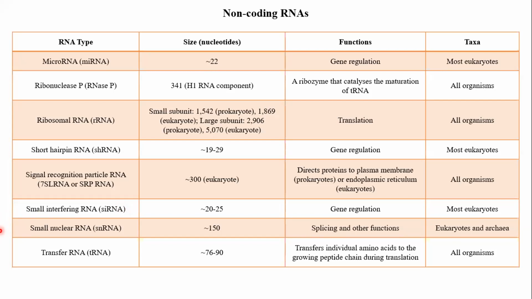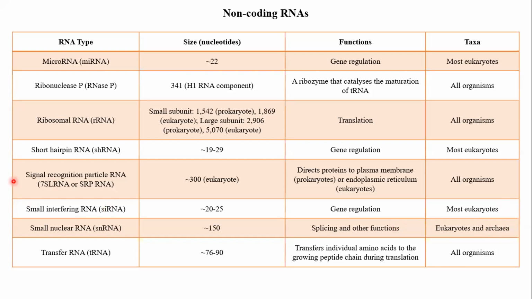Okay. One more is small nuclear RNA. This snRNA you already know, around 150 nucleotides. And what is the function? Splicing and other functions. So in RNA processing, you have heard of this snRNA in spliceosomes. In spliceosomes, this snRNA works in removing of introns and joining of exons. They are present in eukaryotes and archaea because RNA processing does not take place majorly in prokaryotes.